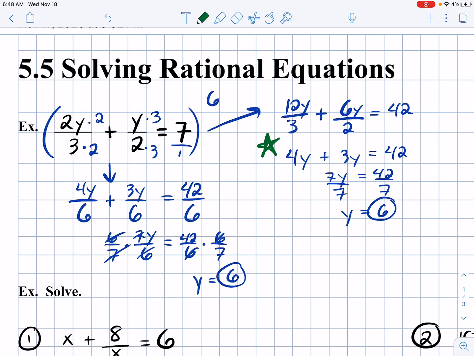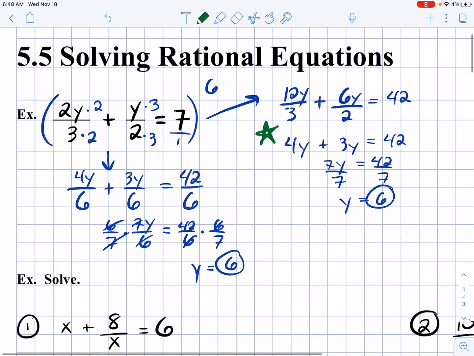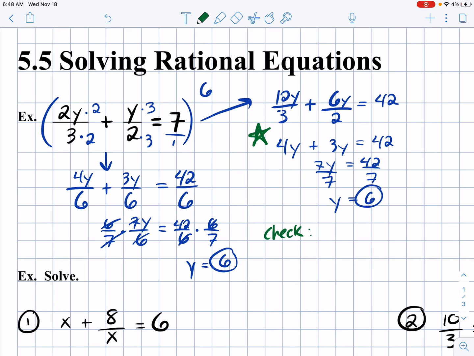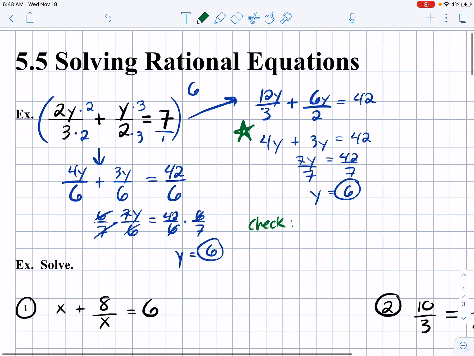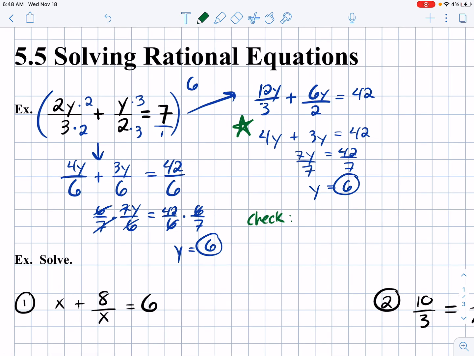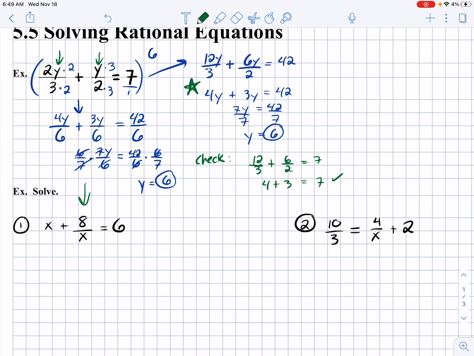When you want to get rid of fractions, multiply the whole equation so it stays balanced. You should always check your work because it's an equation, right? And you saw last section that sometimes when you check your work and plug it back in, you'll get something that's undefined. You'll have 0 in your denominator, especially when we start doing some rational equations, not linear equations. Plug in our 6, we get 12 over 3 plus 6 over 2 equals 7. 4 plus 3 equals 7, which does check out. So let's keep practicing and get in the habit of plugging back in to check your work.